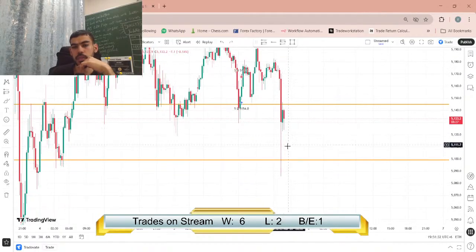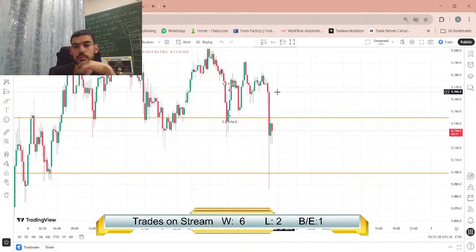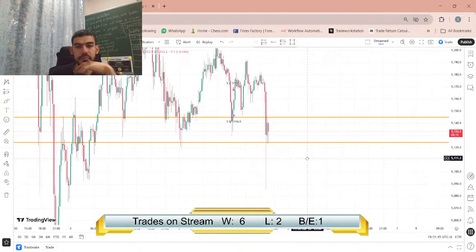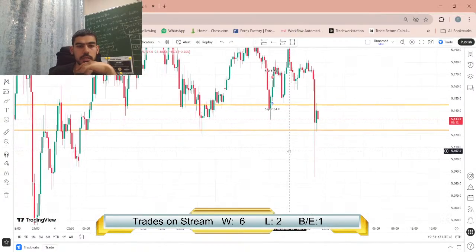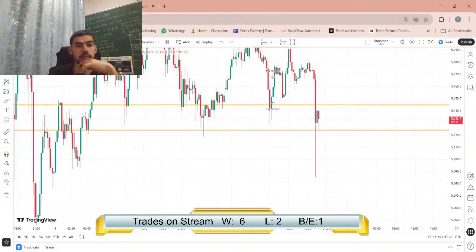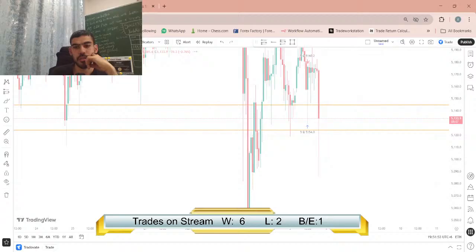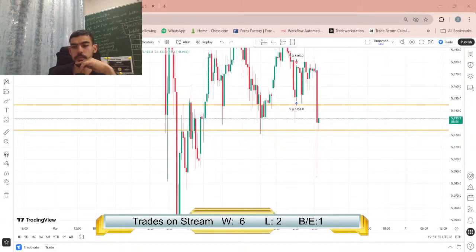If it closed bearish, we can take sells. If it didn't close bearish, we will look for a support to be formed and we are going to take some buys. Just right about here. Perfect, looking perfect, everything.